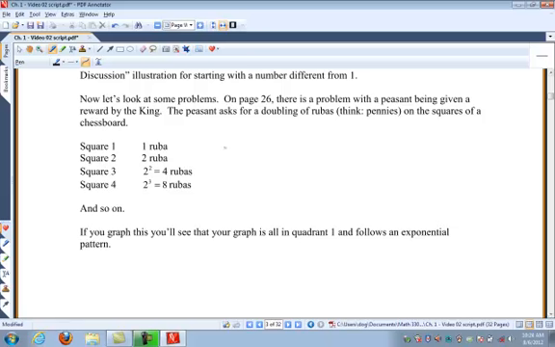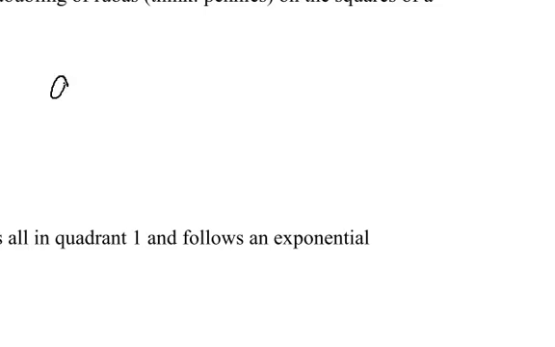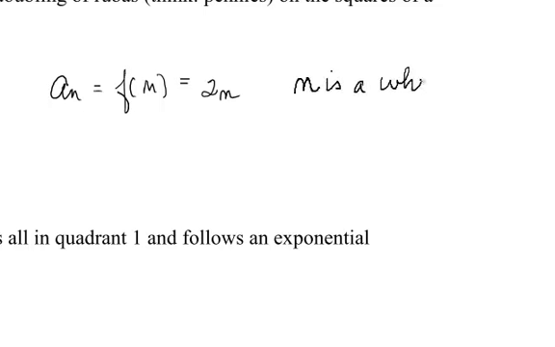On page 26, there's a problem with a peasant being given a reward by the king. The peasant asks for a doubling of rubas, you might think of them as pennies, on the squares of a chessboard. So on square 1 you have 1 ruba, and double that is 2, and double that, 2 squared, is 4, and double that, 2 cubed, is 8. And we've seen this before. This is a sub n equals f of n equals 2 to the n, where n is a whole number.